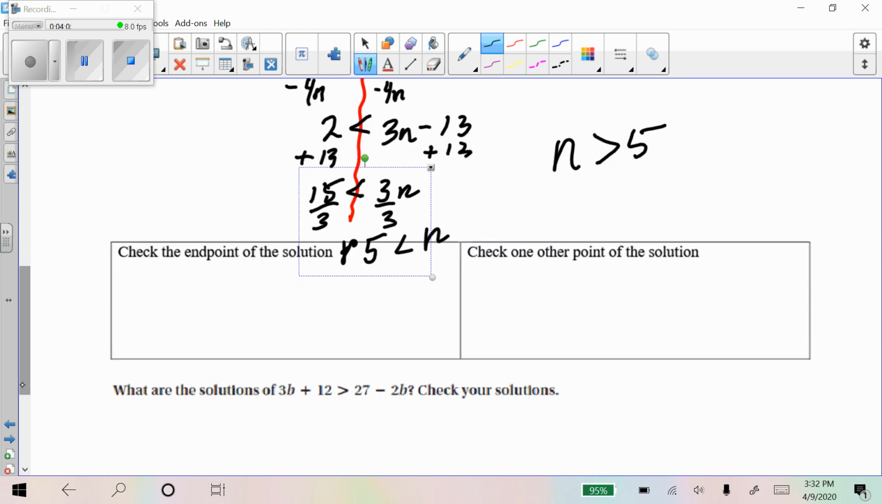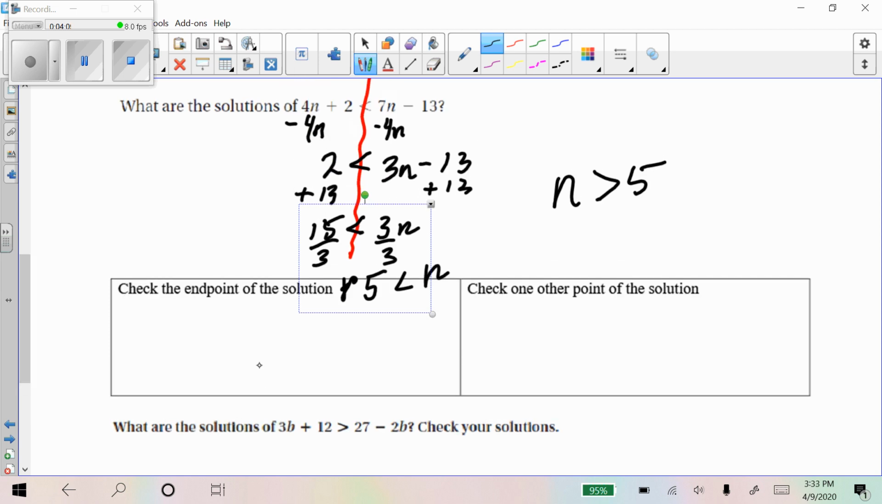All right, now just a reminder on how to check those answers. First thing you want to do is check the end point, which is 5. So I'm going to let n equal 5. And when you let n equal 5, then the two sides of the inequality should equal each other.